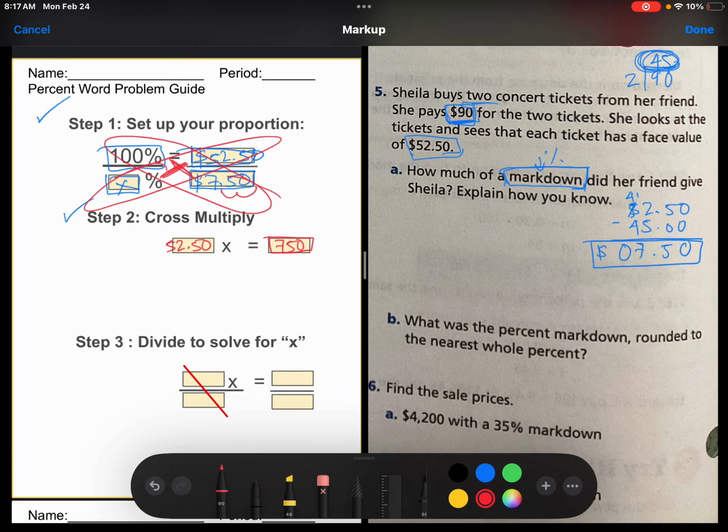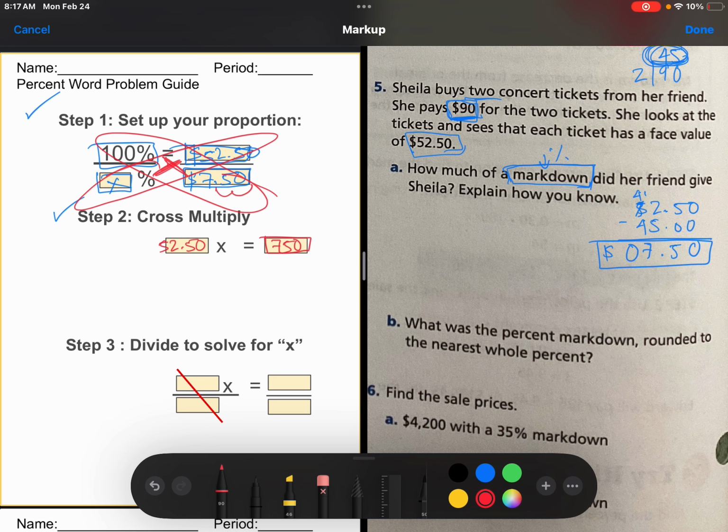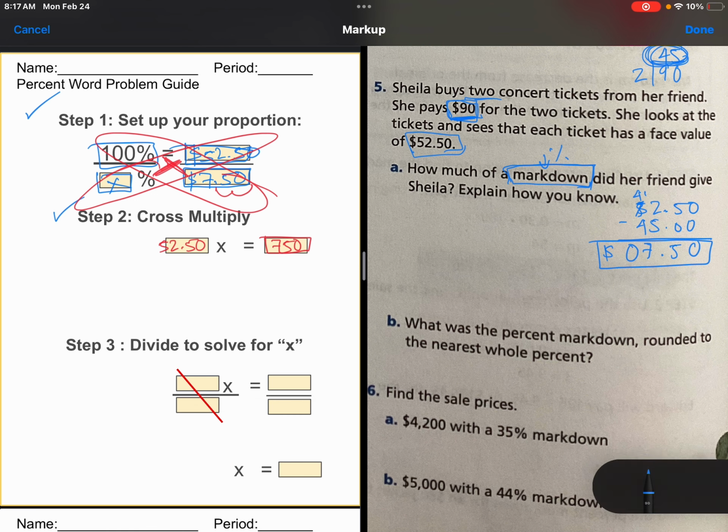Step 2 completed. Step 3, divide to solve for x. So I'm going to copy my equation down. 52.50x equals 750. What do I divide both sides by? Yes, I divide by that number, 52.50, so that x is by itself. I get 1 on the left, and whatever I get on the right is going to be the number that I'm going to use for the answer. So these go away, and then x is by itself.